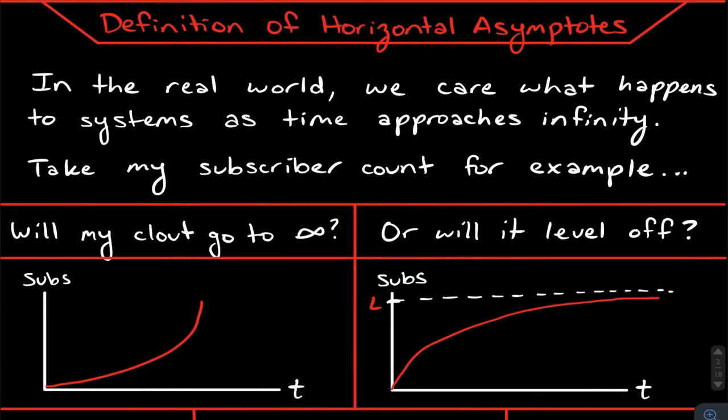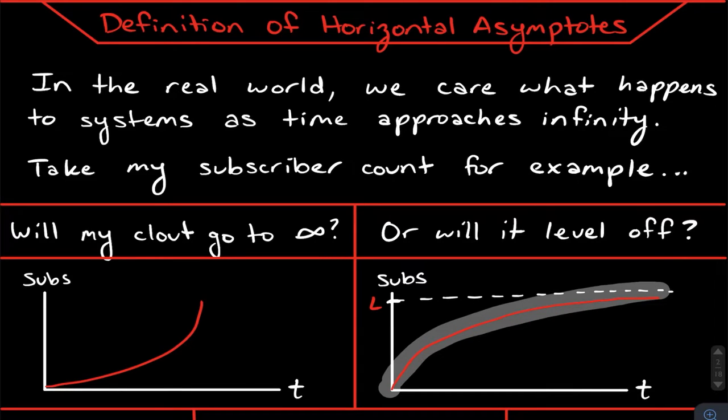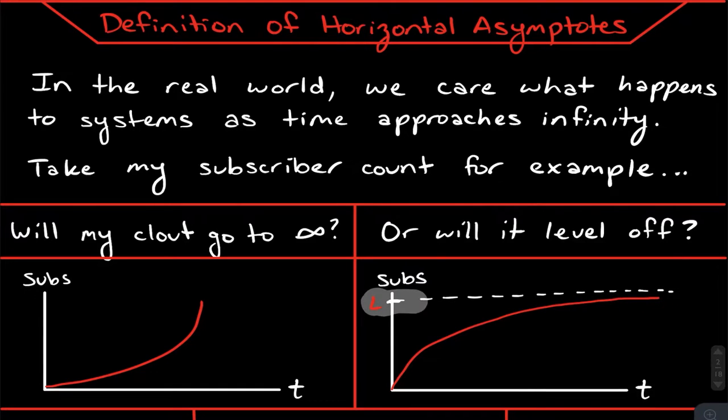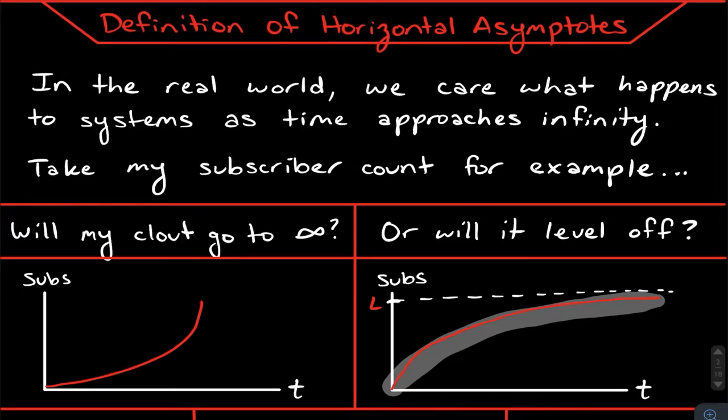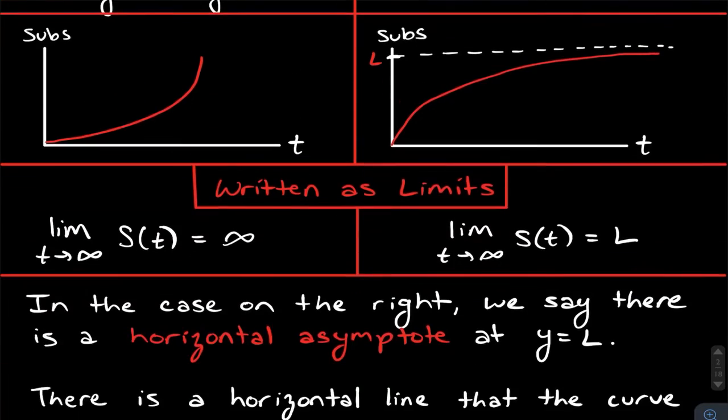I have an example here of my subscriber count. Nice, can't believe I made this. The idea with this was, what is the end behavior of this graph? Do my subscribers go to infinity? Does my clout go to infinity? Or does it level off after a while? What's going to happen to my subscriber count? And in the case on the right here, we have a horizontal asymptote at y equals L. There's this horizontal line that this curve is getting infinitely close to, but it's never touching it, never passing it. That's what a horizontal asymptote is.